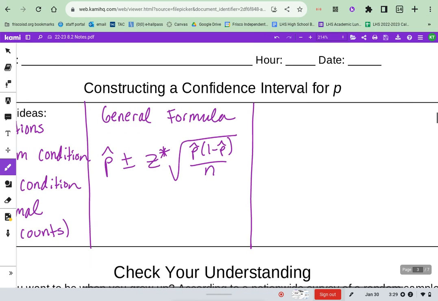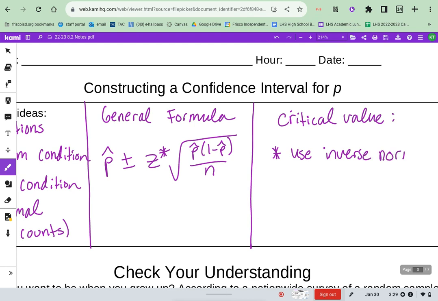And last but not least, let us make a note about your critical value. So I'm just going to say use inverse norm to find your critical value. And it's based off of your confidence level.